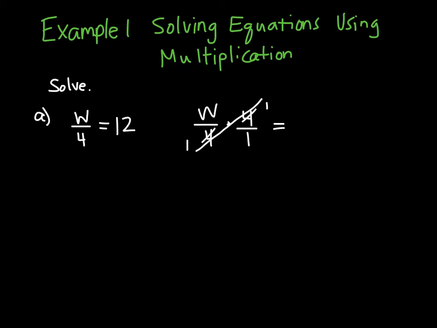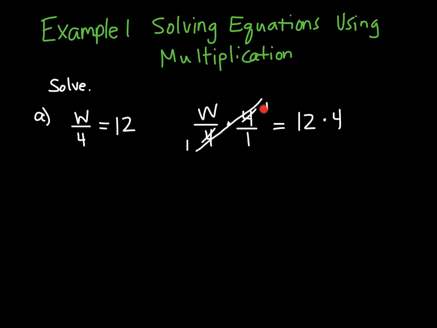But remember, we have to do the same thing over here. So we had a 12 to begin with. Now we also have to multiply it by the 4. Because whatever we did over on that side, we have to do on the right side as well. So now what we're left with is, let me get my pointer here.